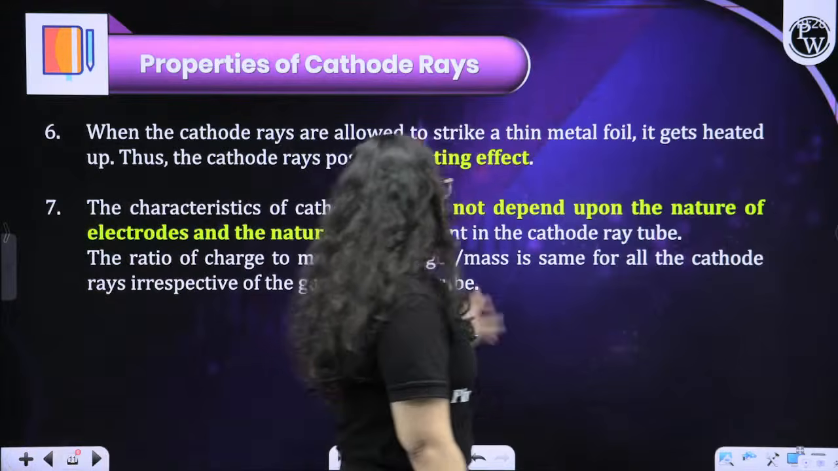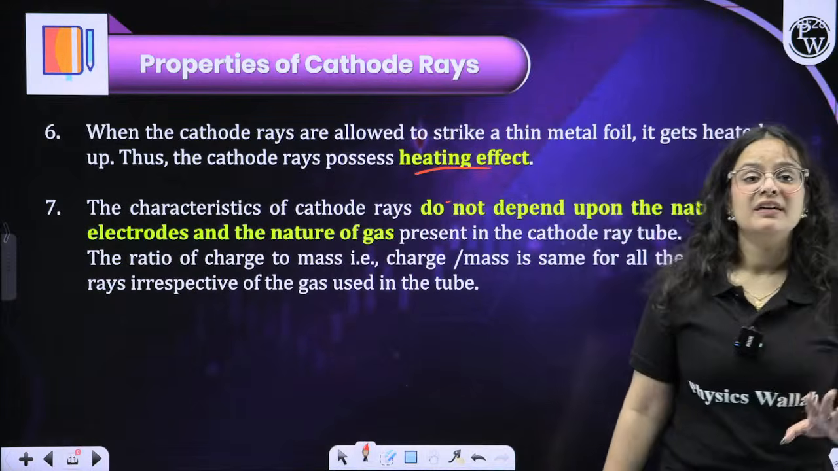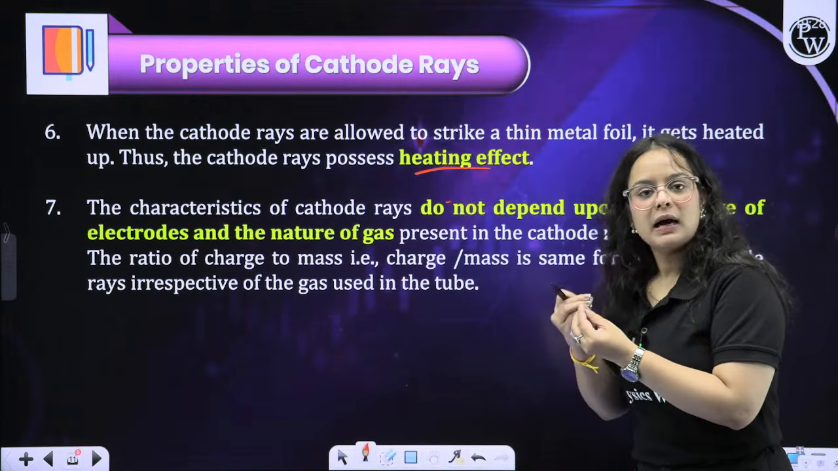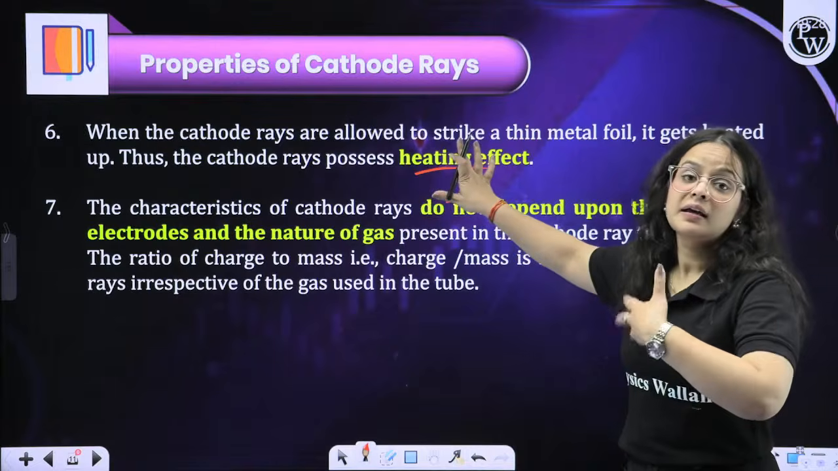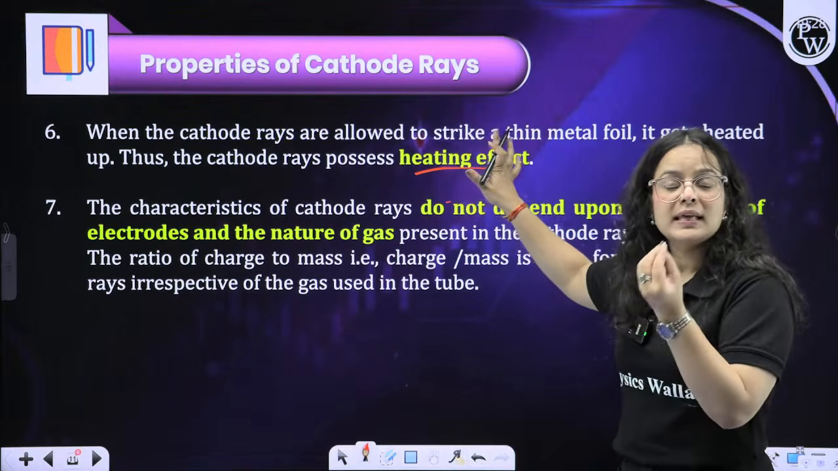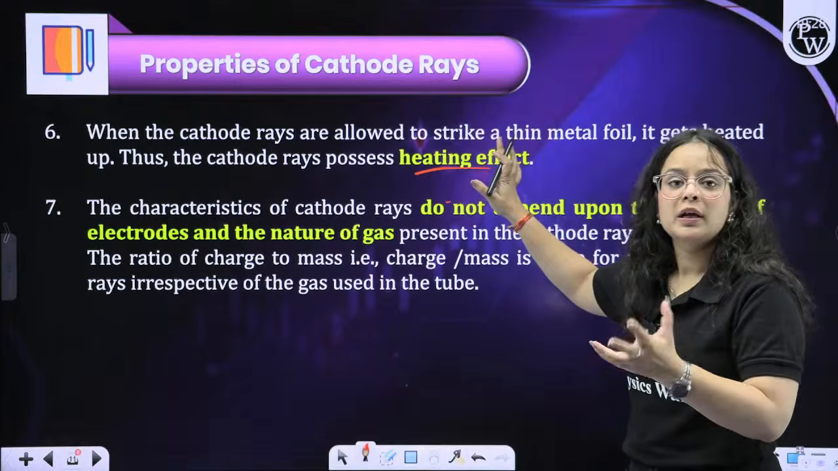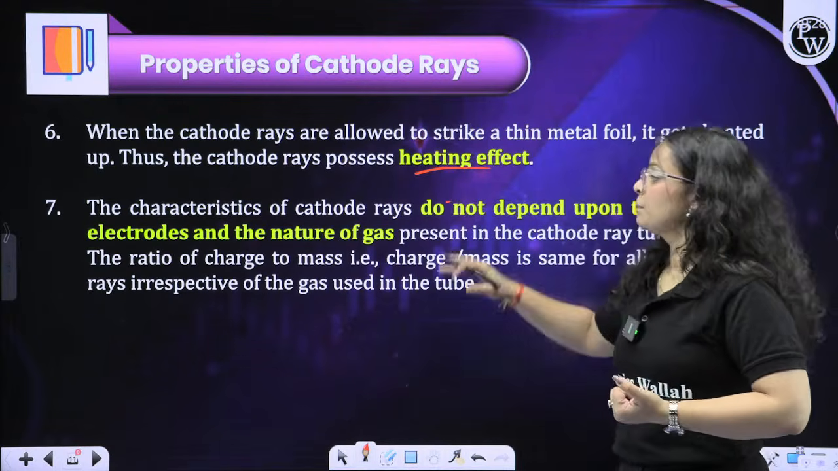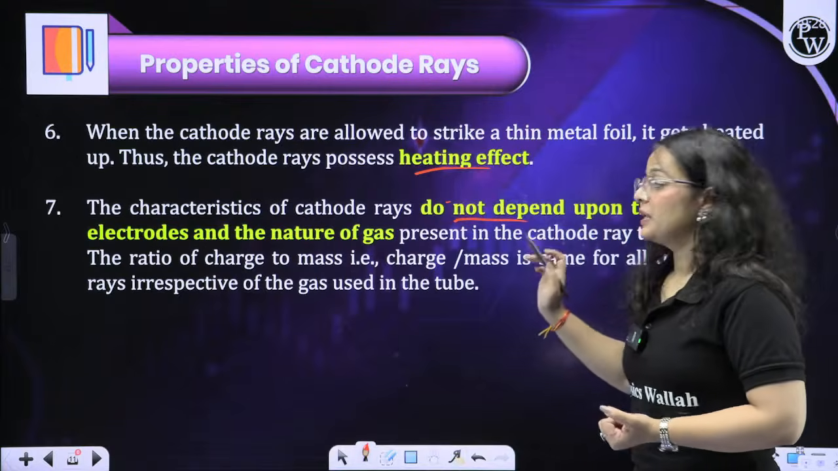All right, moving on to the next property, that is the heating effect. When any metal piece is placed in their path, it will get heated up. That means they show the property to heat the object present in their path. Moving on to a very important property.